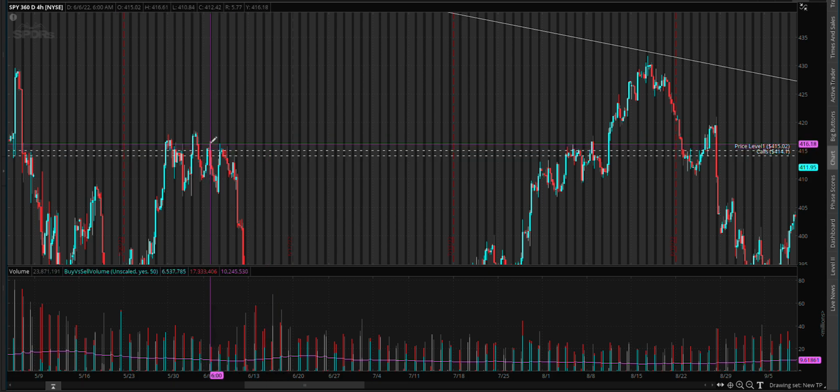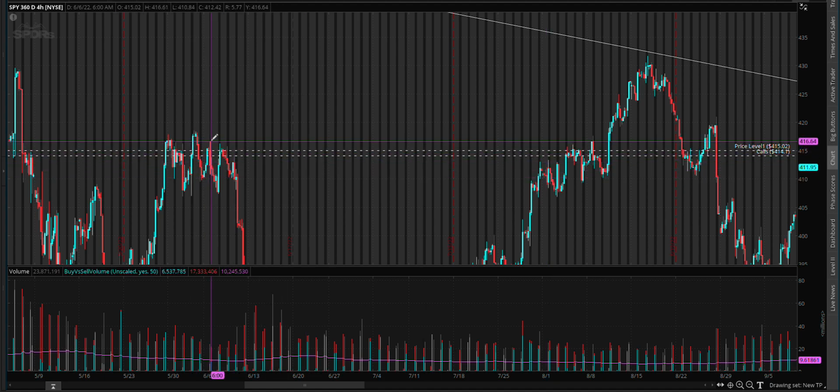So look at this high. This high is 416.61. This close was 416.55, so it's 6 cents off. The open of this one is 416.56, so these two candles are really close.